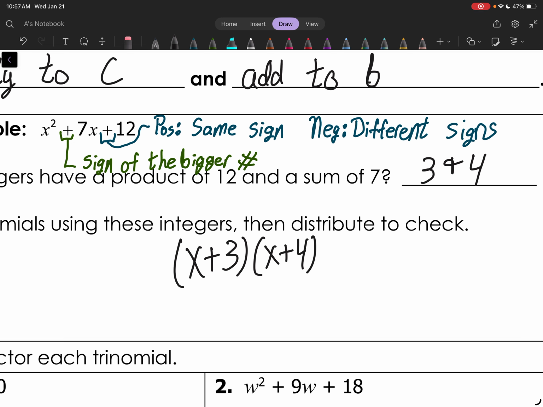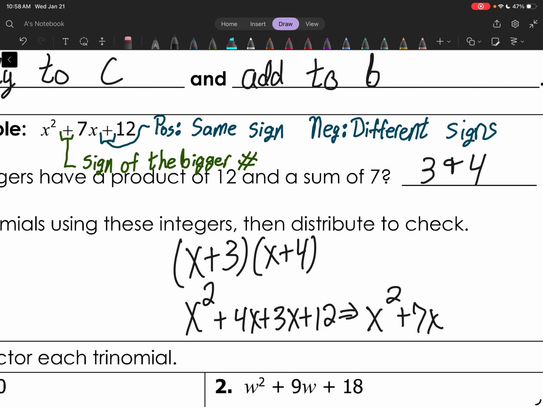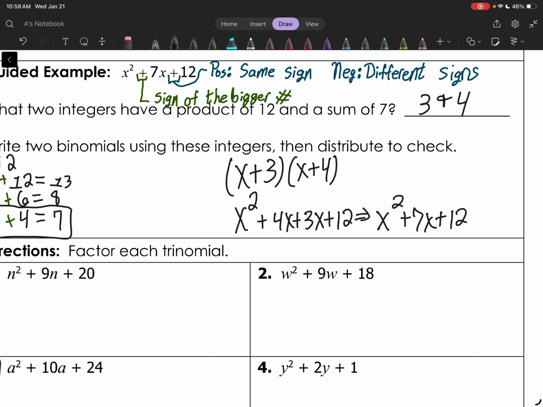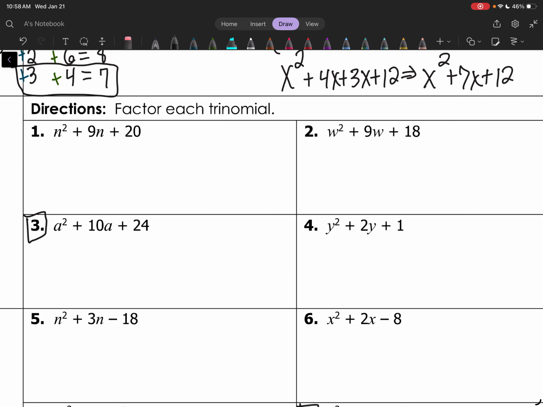You can distribute this to see if it works. Check your work. You're going to get X squared plus 4X plus 3X plus 12. This is X squared plus 7X plus 12. Finished. It did work. Moving on.